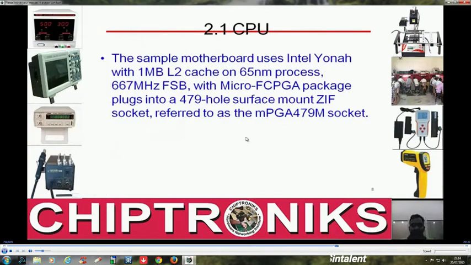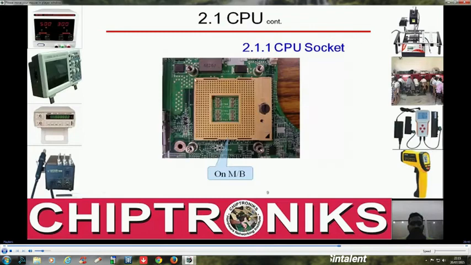The CPU used over here is Core 2 Duo, and Core 2 Duo processors are normally set into a 479 PGA socket. Okay, PGA socket. This is the 479 PGA socket. You will find this socket like this. This is the CPU socket. I think all of my students are aware of this, but I'm taking this class for revision purposes.